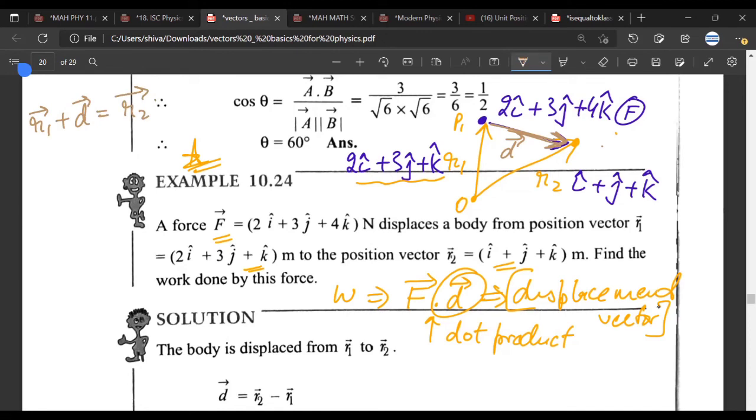Yes, sir. See, D is the displacement. R1 is the position vector 1. R2 is the position vector 2. Basically, how you can see this is that if I had applied the force from position R1, I would have taken the object to position vector R2 and the displacement vector would be D. Am I clear?